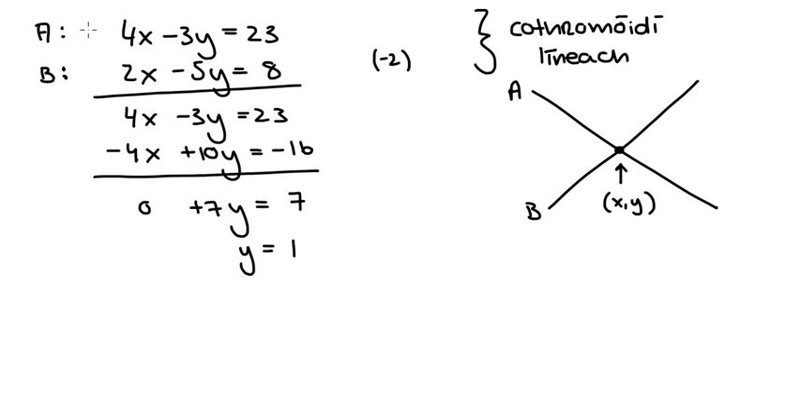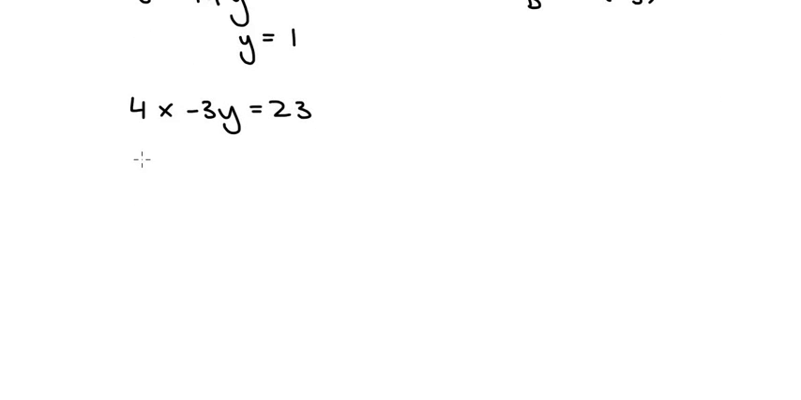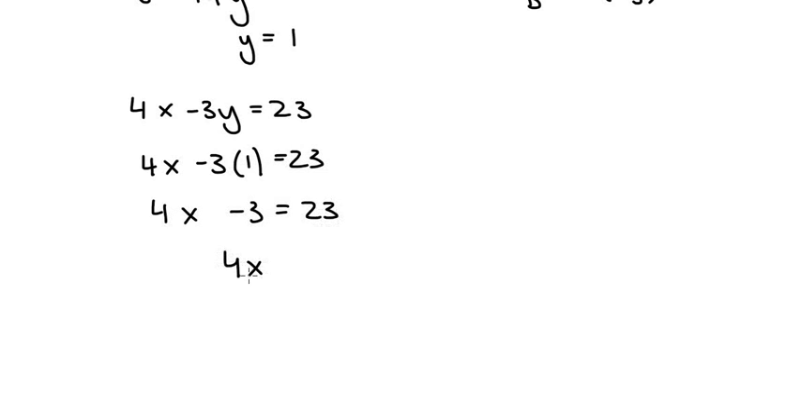Now that I know what my y is, I take one of the equations. It doesn't matter which one. I'll take the first one. So 4x minus 3y equals 23. And I'm going to substitute in the value that I found for y. So 4x minus 3 by 1 equals 23. 4x minus 3 equals 23. 4x equals 23 plus 3. 4x is equal to 26.